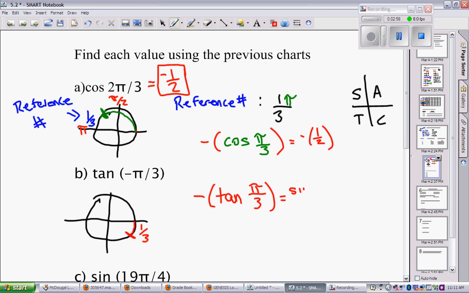Remember, that's sine over cosine. Tangent of pi over 3 is sine of pi over 3 over cosine of pi over 3, which goes to root 3 over 2 over 1/2. Bring that up as multiplying by 2 over 1. That goes to root 3, but we want the negative root 3.